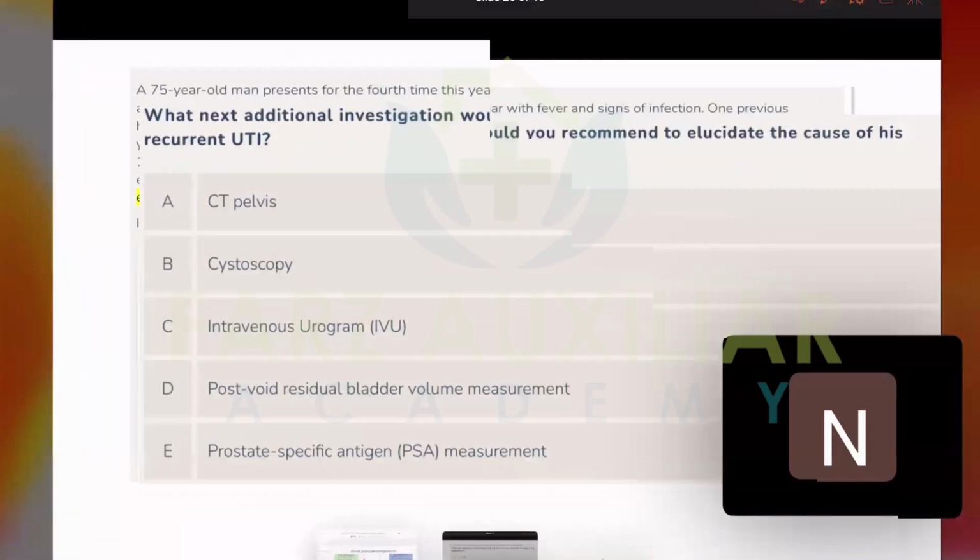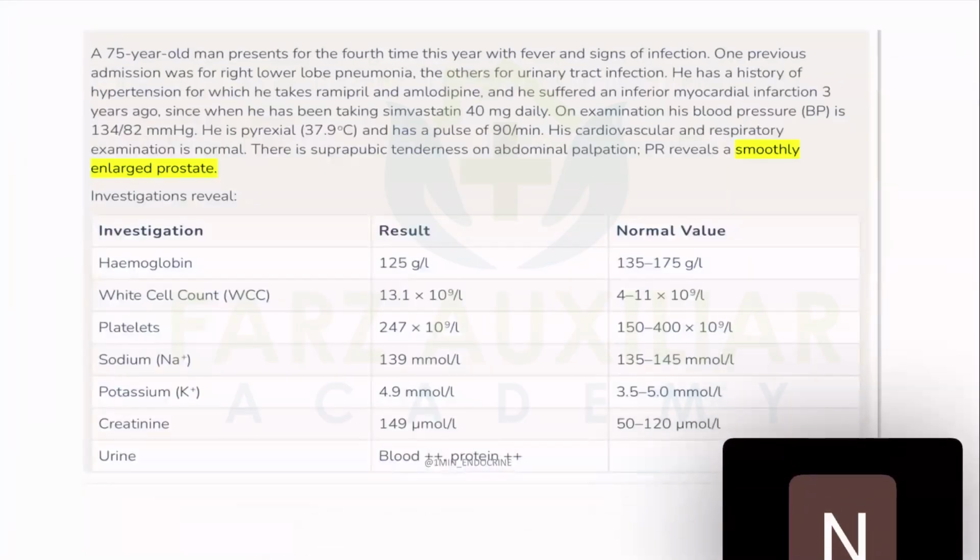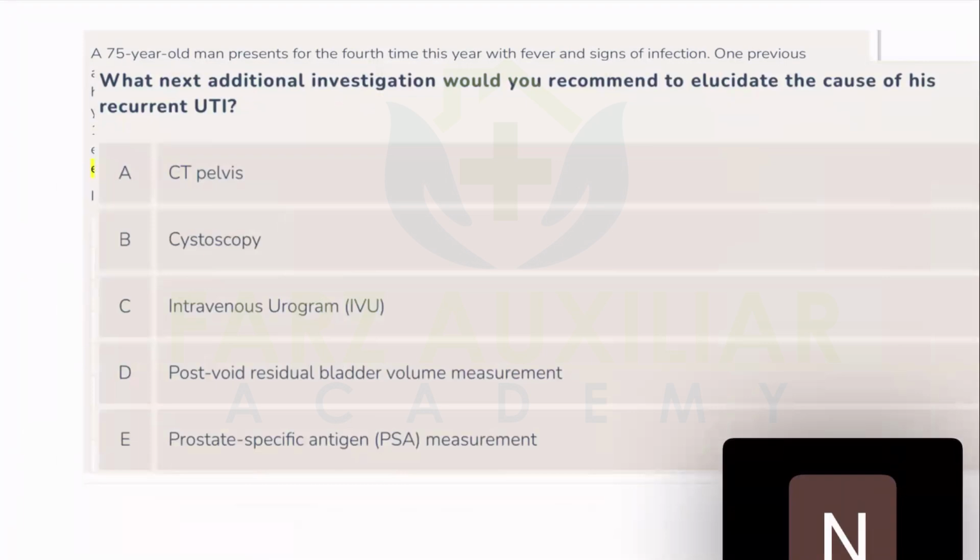It's a very good question. It's a very clinical-based question and a very logical question. I hope everybody understood the explanation and everything.